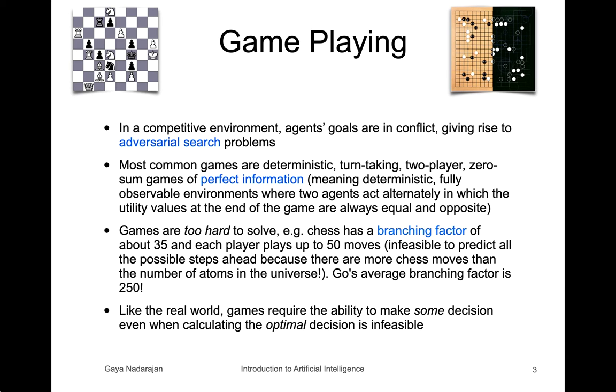And if you look at Go, the average branching factor is 250. Okay, so that's huge. But we've seen that AlphaGo, an AI, a game playing agent, managed to beat the best Go player in the world, who happens to be Korean, about 4 years ago. So this is very, very interesting.